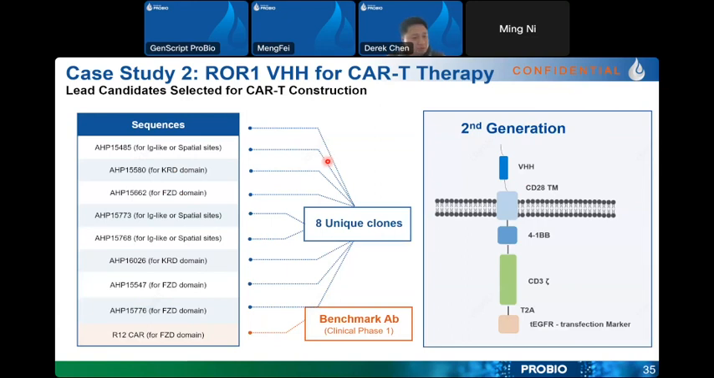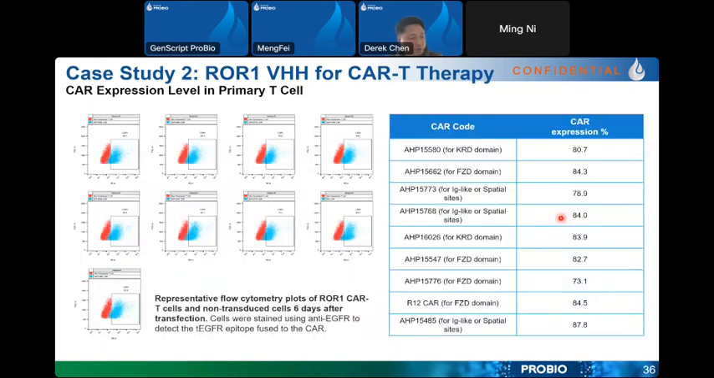Based on the affinity profile and the sequence cluster, 8 selected binders were constructed as a monovalent VHH on the CAR-T. The expression level of anti-RR1 VHH CAR was monitored by flow cytometry. All of them show roughly 80% expression rates on the primary T cells. This is the primary cell, not Jurkat cell.